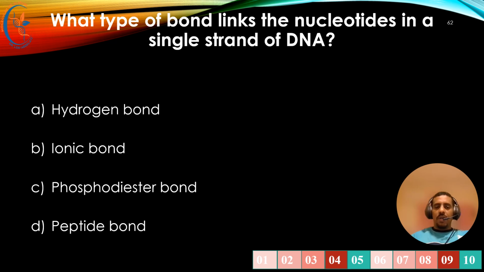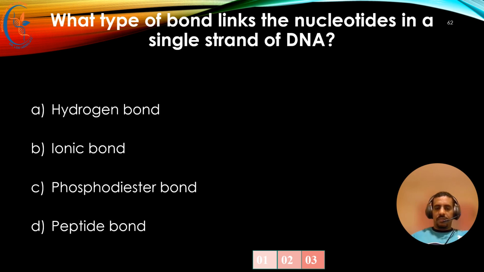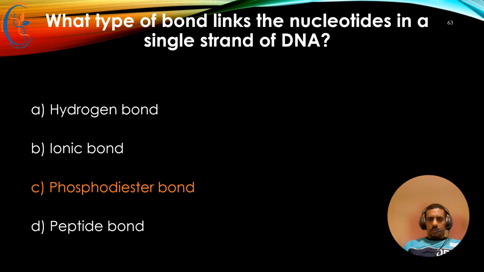What type of bond links the nucleotides in a single strand of DNA? 10 seconds. All right. So the correct answer is the phosphodiester bonds. All right. Let's move to the next question.